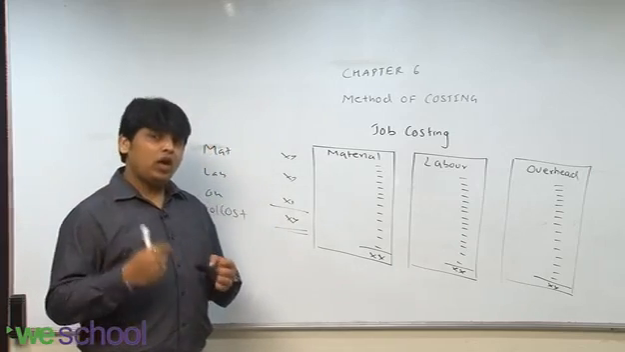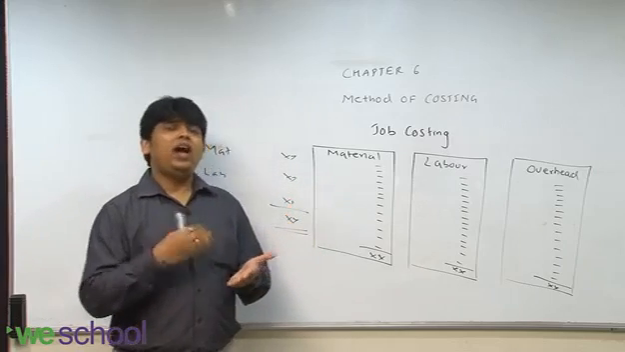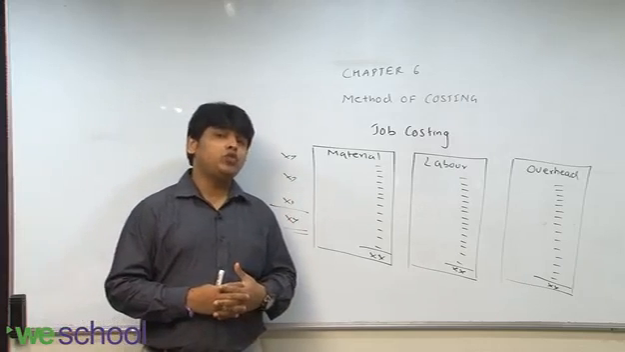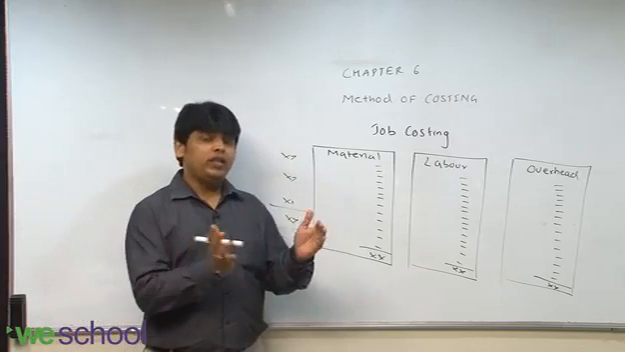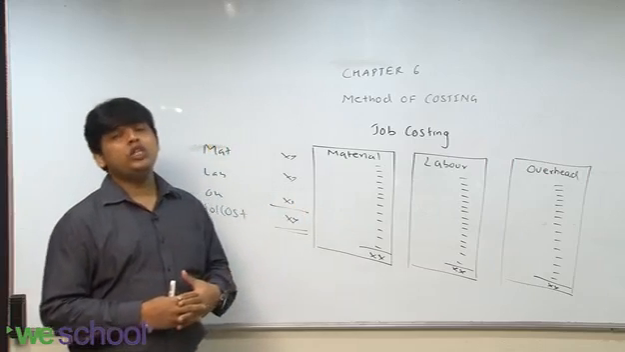They will produce the car only when they get the order from a certain showroom or client, and on that basis they will produce the car. So for them, the job costing method is very much useful, in order to calculate the cost of the various customized cars. So this is how the job costing process works.